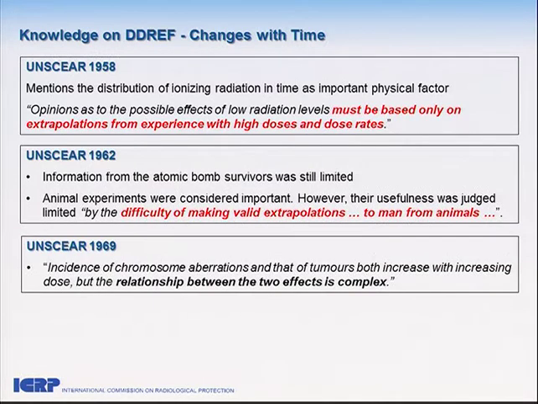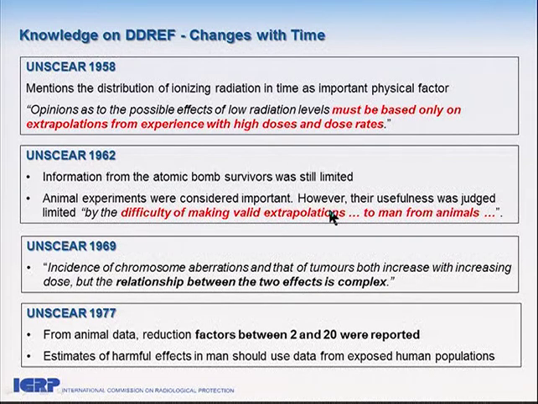In 1969, when cytogenetics already allowed the measurement of chromosome aberrations, it was found that both chromosome aberrations and tumors increased with increasing dose, but it was noted that the relationship between the two effects is complex. And again, we face this problem even nowadays.